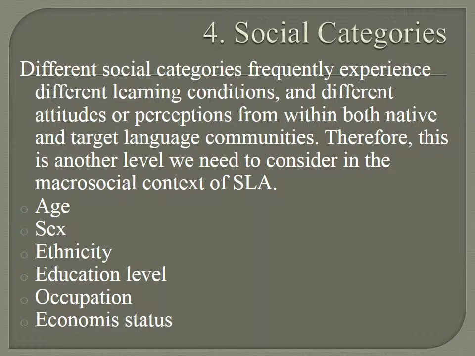4. Social categories. Different social categories frequently experience different learning conditions and different attitudes or perceptions from within both native and target language communities. Therefore, this is another level we need to consider in the macrosocial context of second language acquisition. It consists of age, sex, ethnicity, educational level, occupation, and economic status.